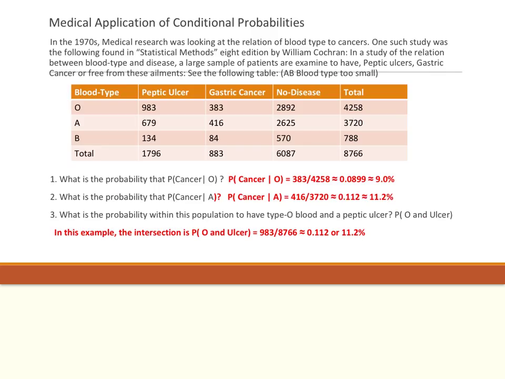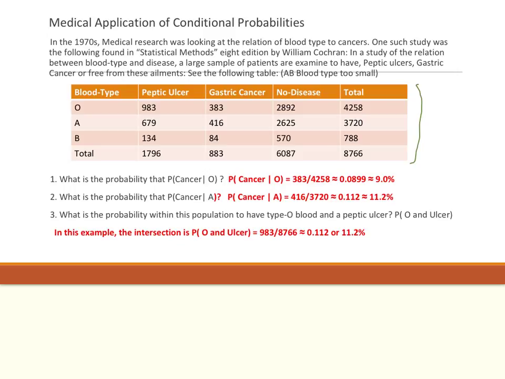So the conditional probabilities are used a lot in medical applications, and I wanted to show you a study in the 1970s using a contingency table. So we will go through this particular problem. In the 1970s, medical research was looking at the relation of blood types to cancers. One study was the following, found in Statistical Methods, 8th edition by William Crockton.